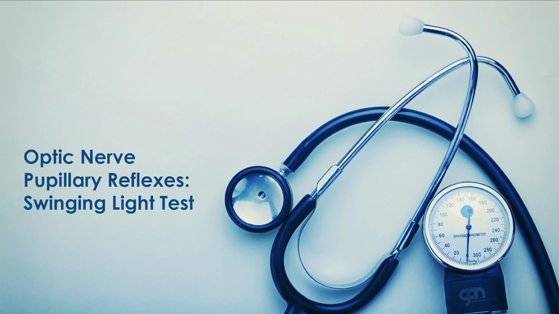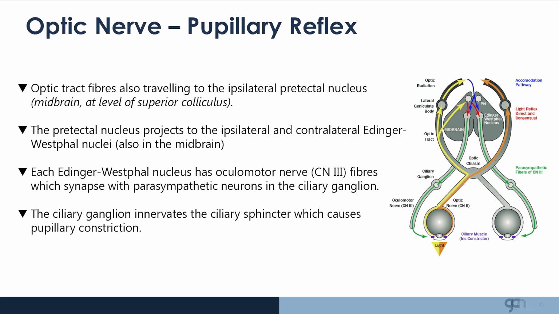Having inspected the eyes, move on to examine the pupillary reflexes and the swinging light test by using a torch to shine light in the eyes. It's important to appreciate the relevant neuroanatomy that helps facilitate the pupillary reflexes.